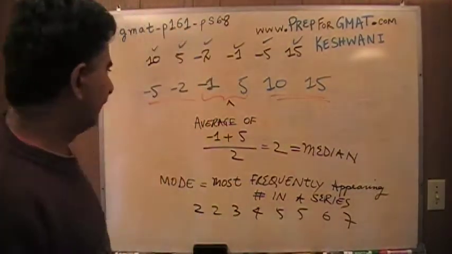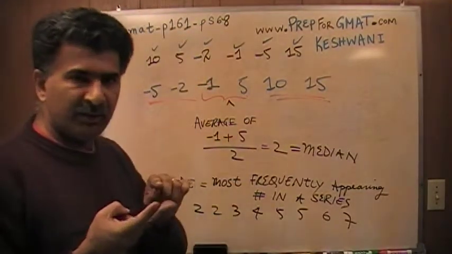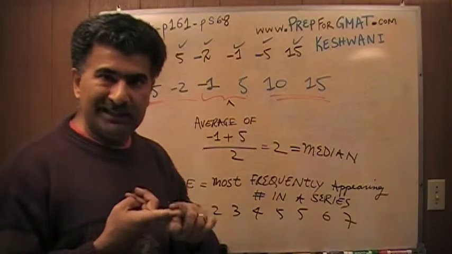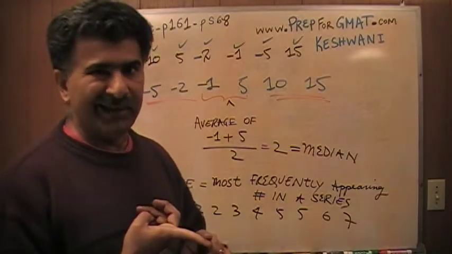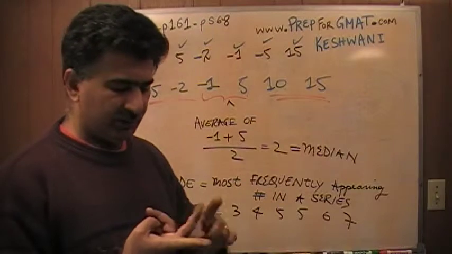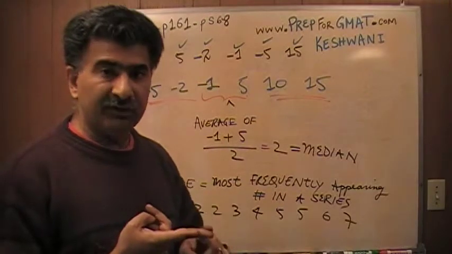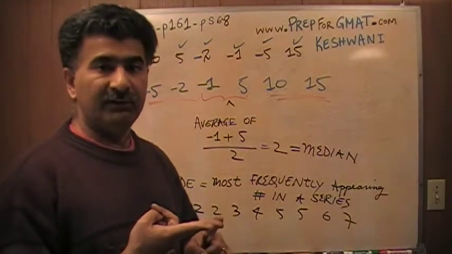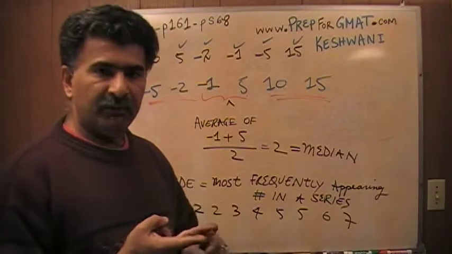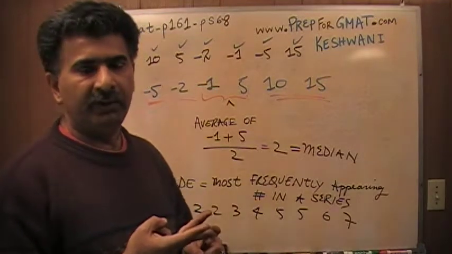They keep it simple. So you have to keep 3 things straight in your mind. The mean, which is just a fancy way of saying the average, which is the straightforward simple average. Then you have your median, which is the middle number after the numbers have been arranged in order. And then you have the mode, which is the most frequently appearing number in a series.